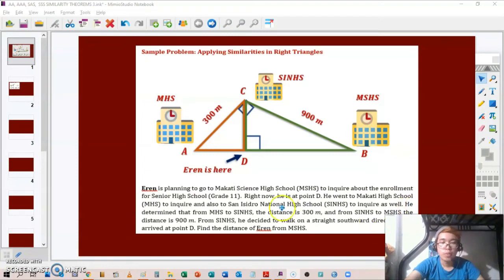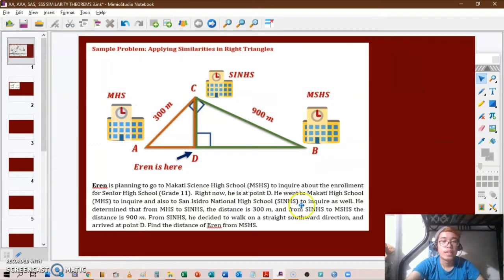Okay, so for our problem here, Aaron is planning to go to Makati Science High School to inquire about the enrollment for senior high school, or grade 11. Right now, he is at point D. He went to Makati High School to inquire, and also to San Isidro National High School. He determined that the distance from MHS to SINHS is 300 meters. And the distance between San Isidro and Makati Science High School is 900 meters. This is just hypothetical, so this is not true.